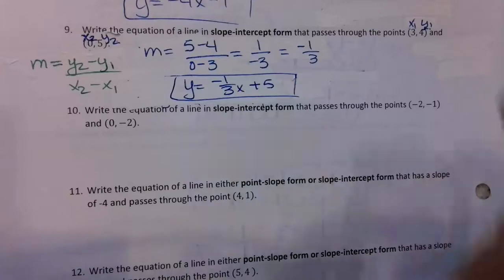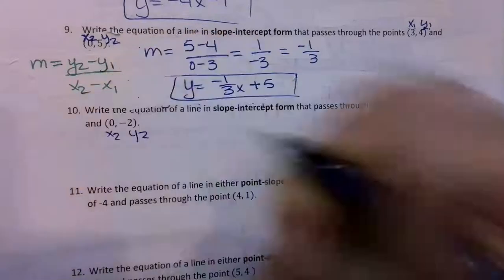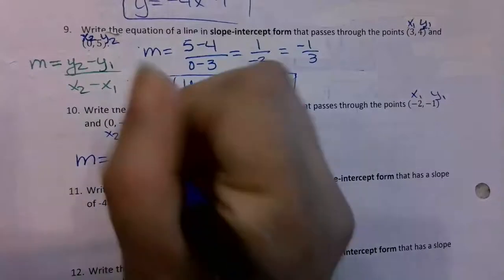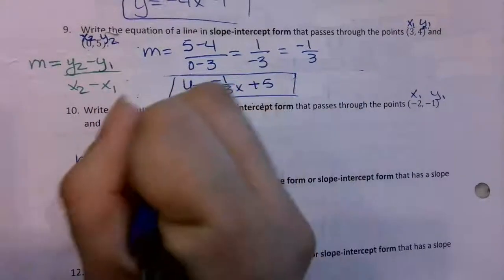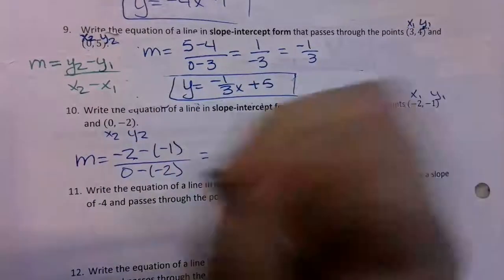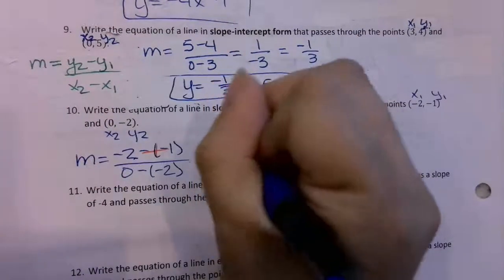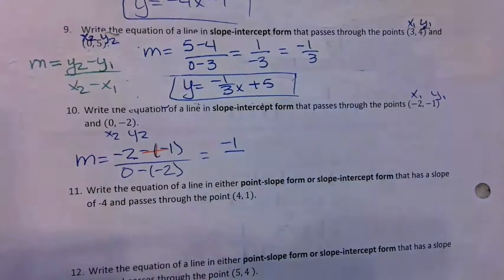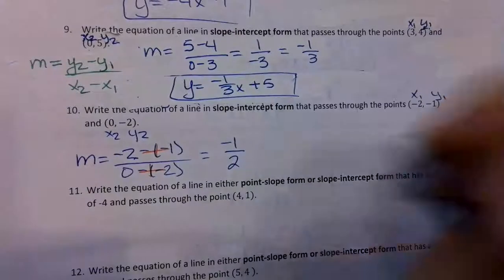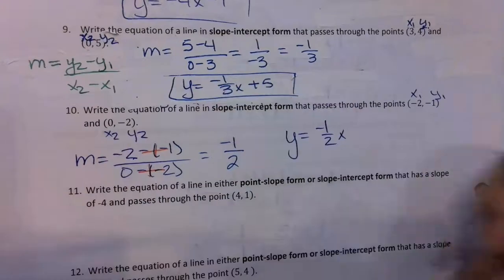And I'm going to do the same thing on number 10. I'll label my points x1, y1, x2, y2. I'm going to plug into my slope formula. I have -2 minus -1 over 0 minus -2. -2 minus -1 is the same thing as adding 1. So that's going to give me -1 on top. And 0 minus -2 on the bottom is the same thing as adding 2. So I'm going to have 2 on the bottom. I have -1/2 for my slope. And my y-intercept is -2.